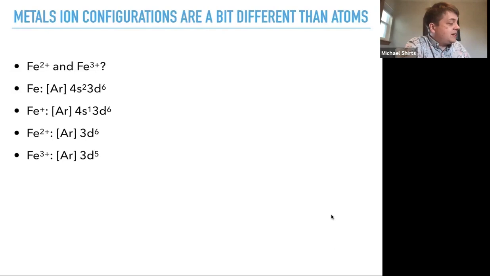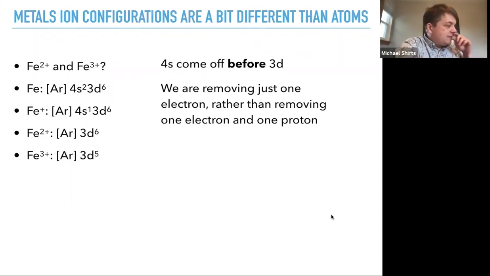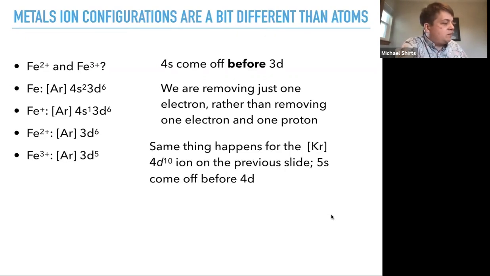We're down to 3d6. Fe3 plus, which is a relatively stable ion as well, we only have 3d electrons left that are valence electrons, so we take one of those off as well. The 4s come off before the 3d. We're removing just 1 electron rather than removing 1 electron and 1 proton.